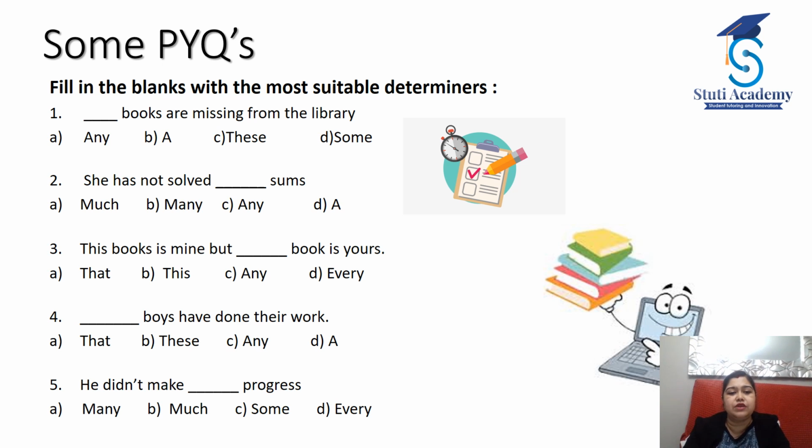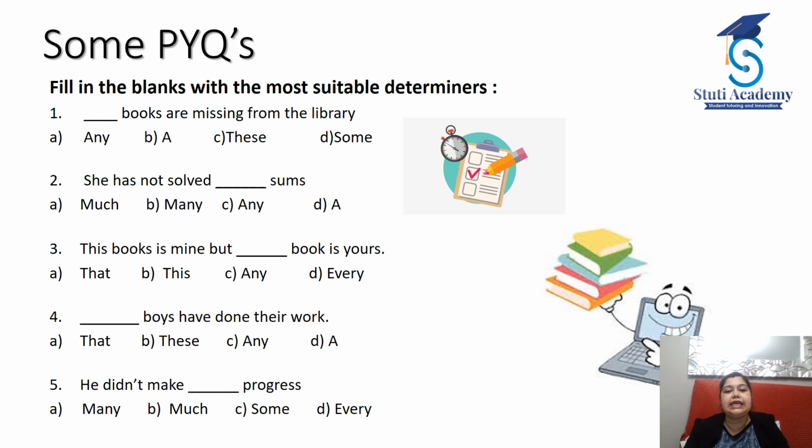Dash boys have done their work. So that, these, any, a. So the answer is these boys. So you're talking about the group of boys. We are standing here. These boys.